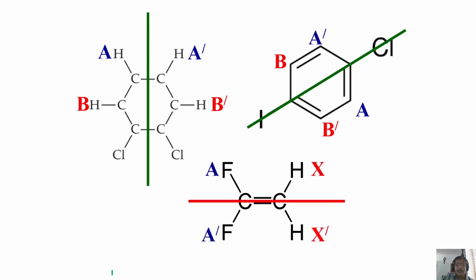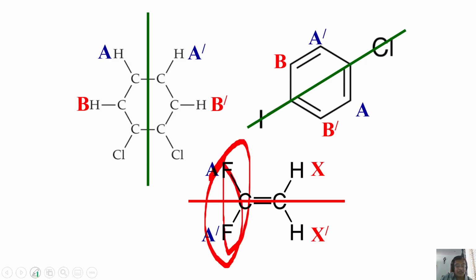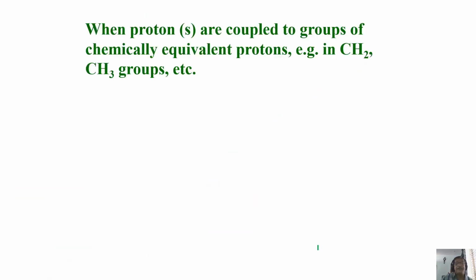AA prime, XX prime. Why do I call it A prime? Because there exists a coupling between these two. If there is no coupling, it is a different nomenclature; I'll come to that later. Because there is coupling between these two, but they are chemically equivalent, I use the notation AA prime. Similarly, for this I use XX prime. You're all with me on how to use the notation.